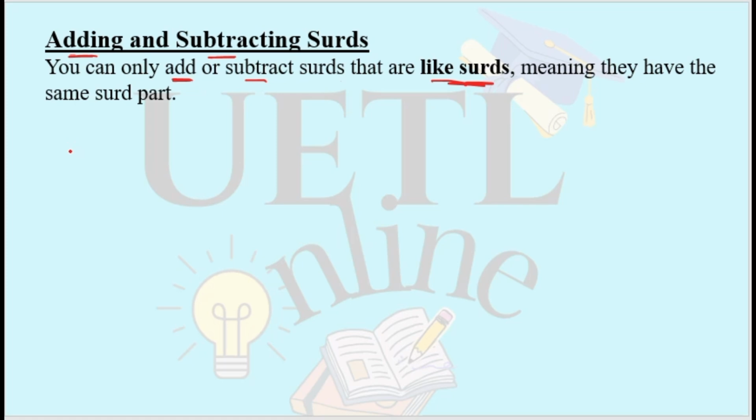Let's say you're given a set number root 5 and you are asked to add it with 2 root 5. The set part is the same. The set part is the part which has a root which we cannot solve. That's the set part.